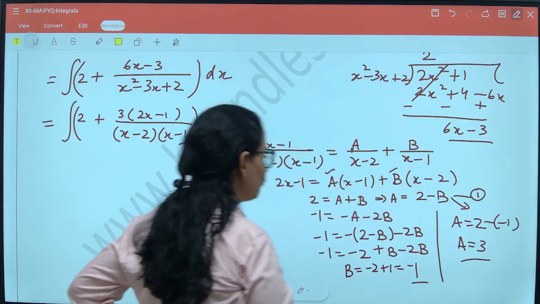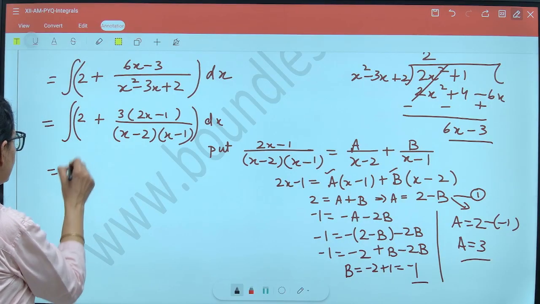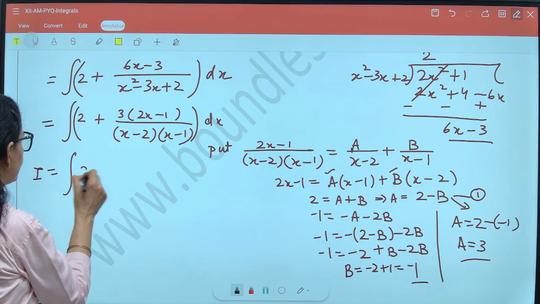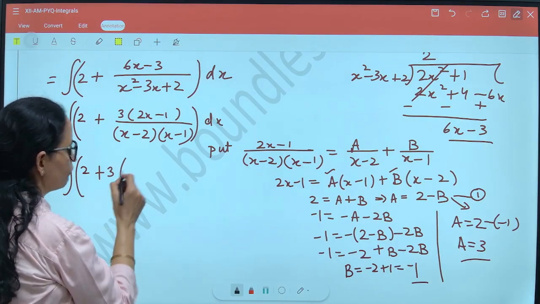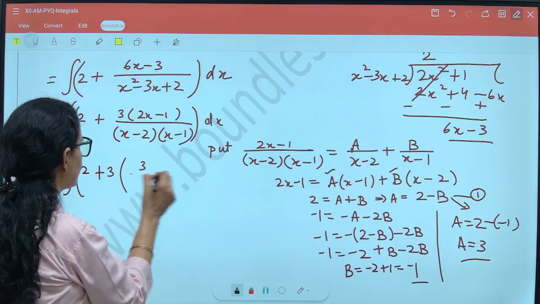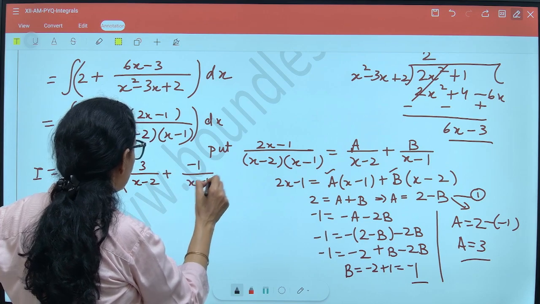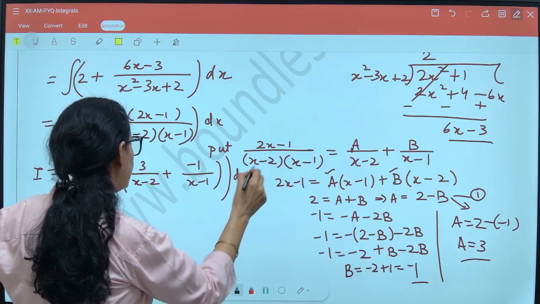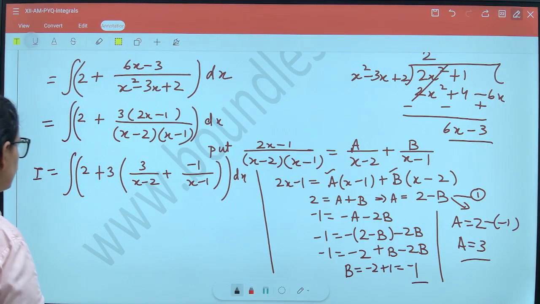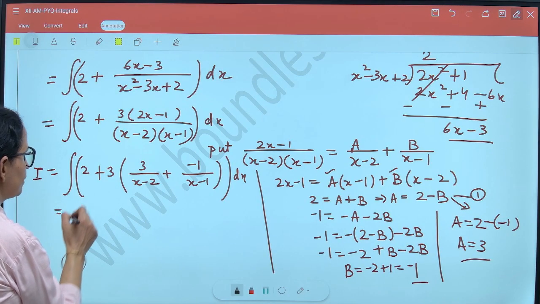So we have the value of A and B, that means now we can use the partial fractions to integrate the function. So the integrand is 2 plus, let's keep 3 outside for now and write the partial fractions. A is 3. So it is 3 upon x minus 2 plus minus 1 upon x minus 1, and put this entire expression into bracket and dx, right? Now it's easy to integrate. Wonderful. So let's integrate this.